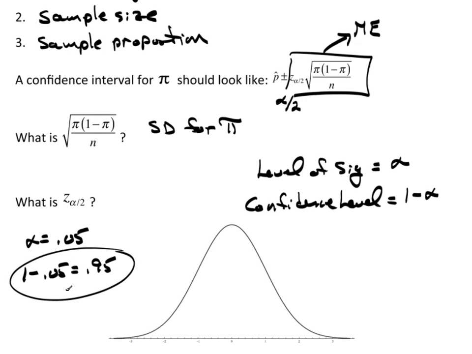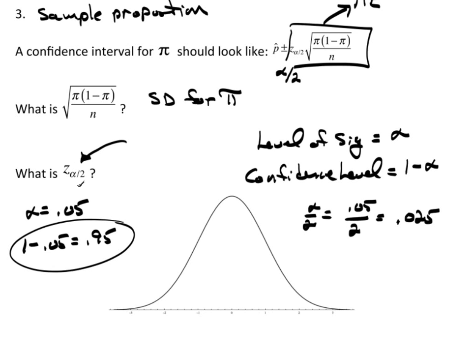Well, why do we need these two notations? That brings me right back here to z of alpha over 2. If alpha is 0.05, then alpha divided by 2 equals 0.05 divided by 2, which equals 0.025. Now remember, the normal distribution is symmetric.